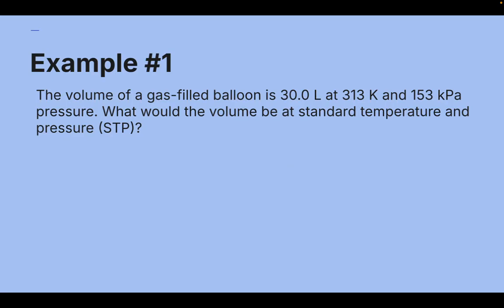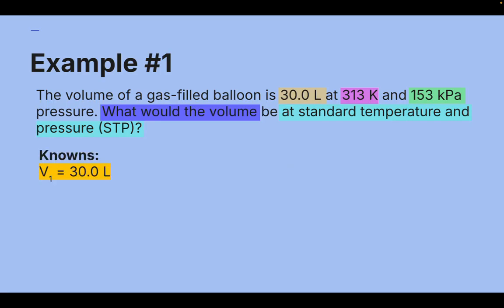So for the first example problem, the volume of a gas-filled balloon is 30 liters at 313 Kelvin and 153 kilopascals of pressure. What would the volume be at standard temperature and pressure, which is also known as STP? So let's highlight our known variables and pull those variables out.